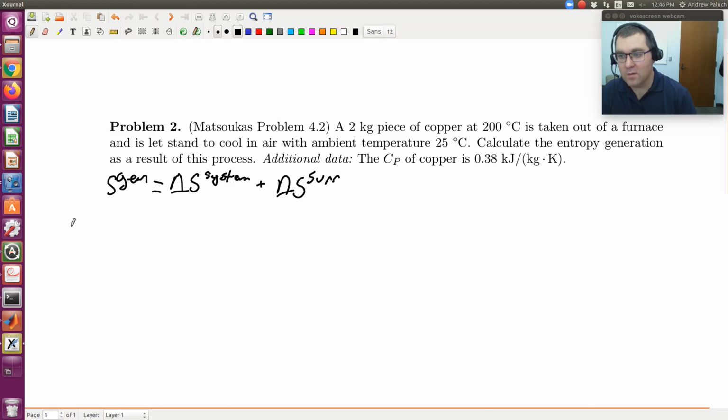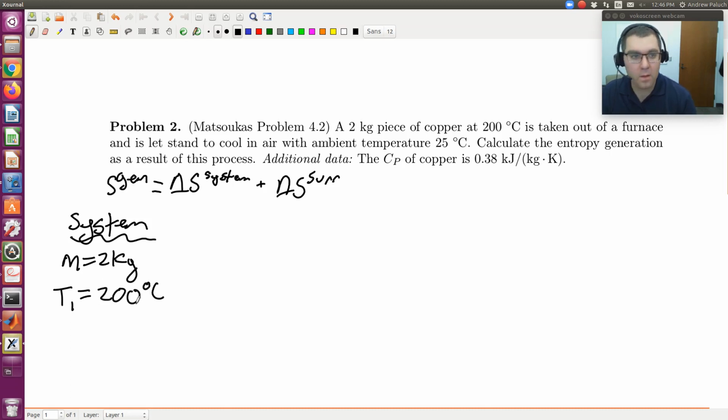In my initial state, again, my system is my block of copper that's coming out of the oven. So as I calculate delta S of my system, I take this block of copper out of the oven. The mass of copper is 2 kilograms. The initial temperature of my copper is 200 degrees C, and my final temperature is going to be 25 degrees C.